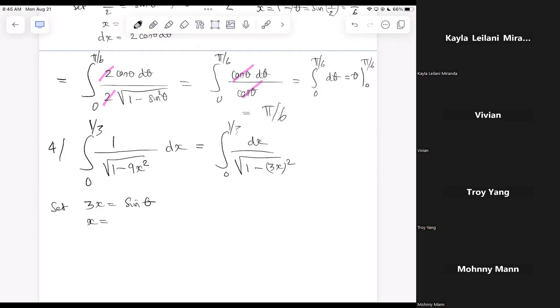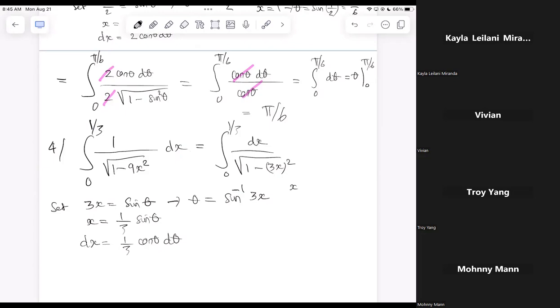Okay, so x is equal to 1/3 sine theta, and dx is equal to 1/3 cosine theta d theta. Also for that one, I get theta equal to sine inverse of 3x. And I also need to change the limit, right? Because 0 and 1/3 right here is for x. If I want to convert to theta, I need to change the limit with respect to theta.